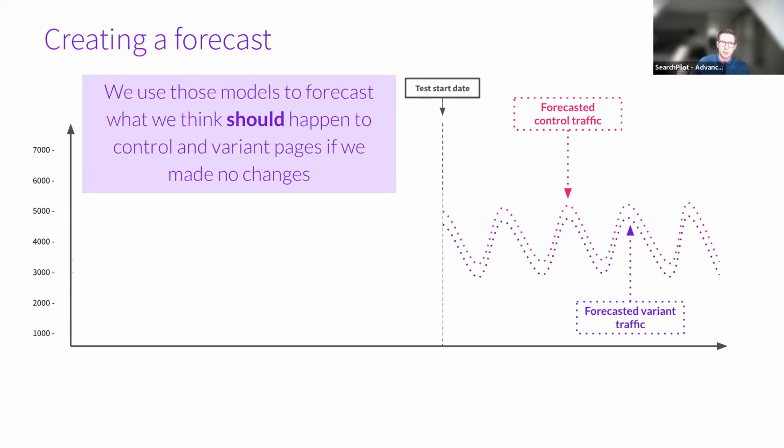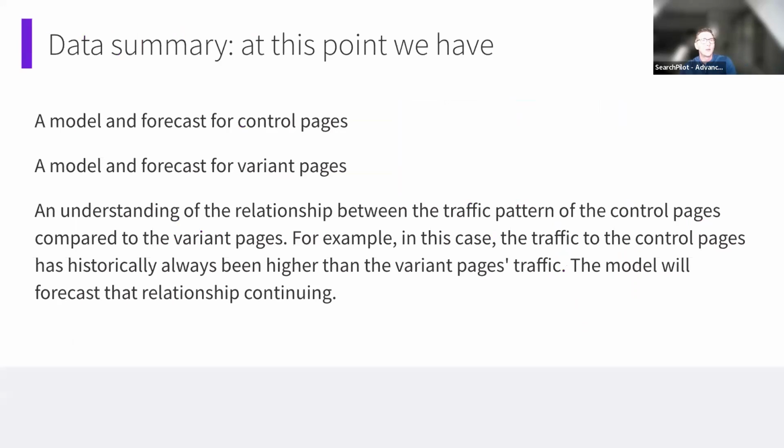And so what this is essentially saying is, if we make no change to these pages, what do we think the traffic is going to be tomorrow, the day after, and so on? And so that's going to give us some kind of forecast that looks like this. And at this point, what we know is we have a model and a forecast for control pages. We have a model and a forecast for variant pages.